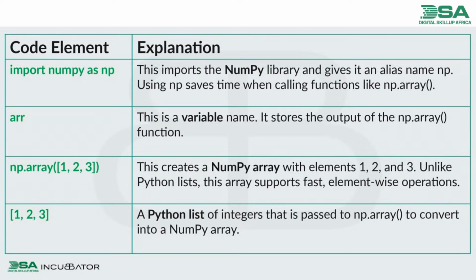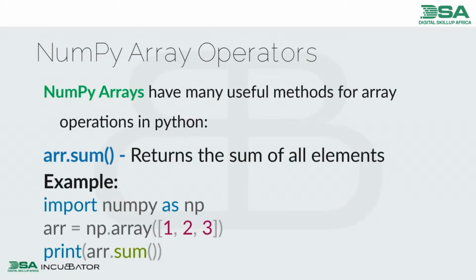Then our 1, 2, 3 is a Python list or a structure of integers that has been passed into the NumPy array to convert it to what? To a NumPy array. All right.